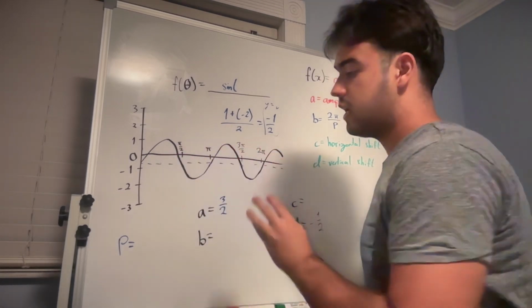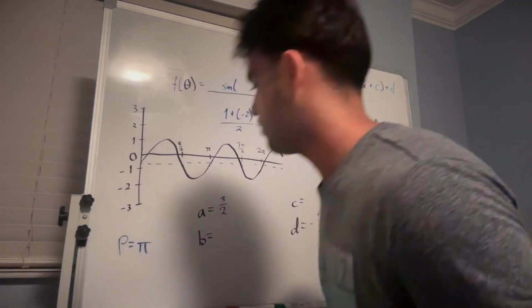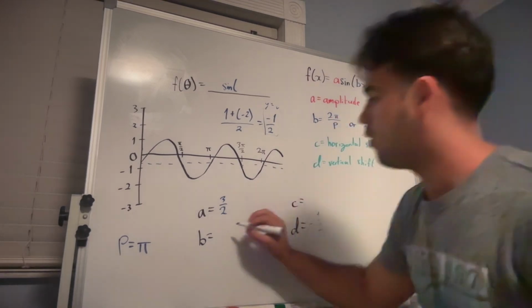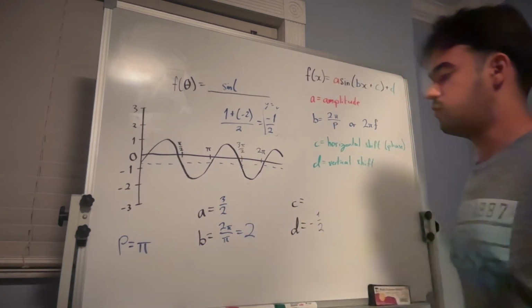So at pi is when one oscillation has been completed, so our period has to be pi. Which means that in our b value, we have to divide 2 pi over the period, which is pi. So our b value is going to be 2.